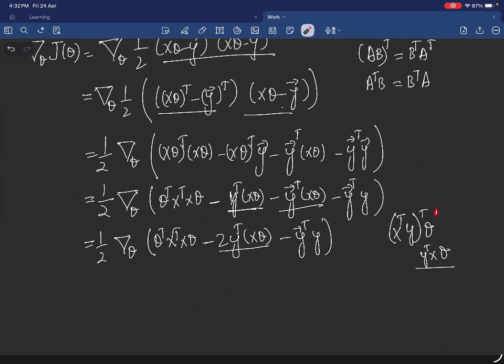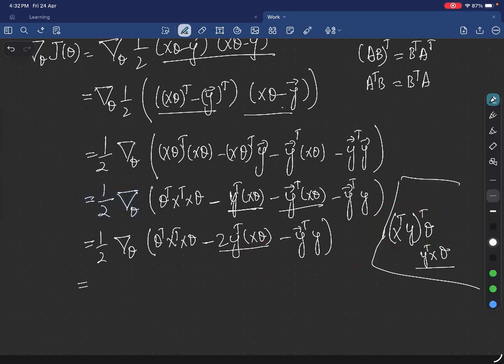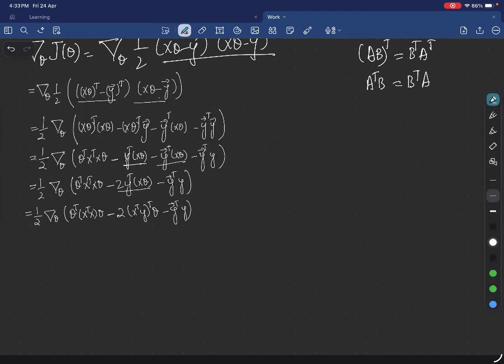Now using this value in place of this here, we can write half of del of theta, theta transpose X transpose X theta, we'll group these together, minus twice (X transpose y) whole transpose theta, plus y transpose y. Now I have made these smaller to get more space around here. Now what we'll do is take the differential of each term with respect to theta.